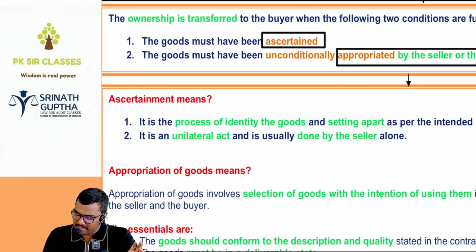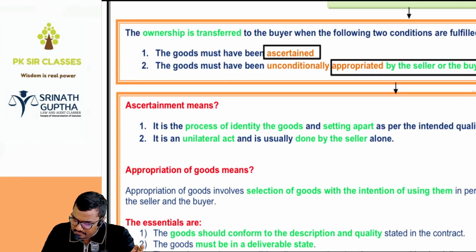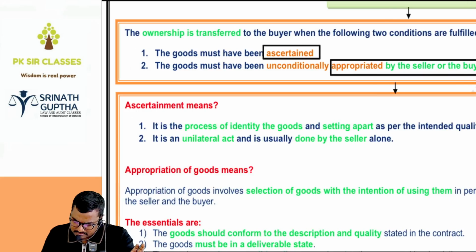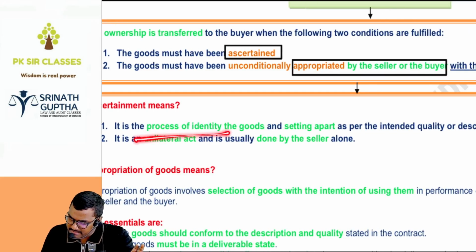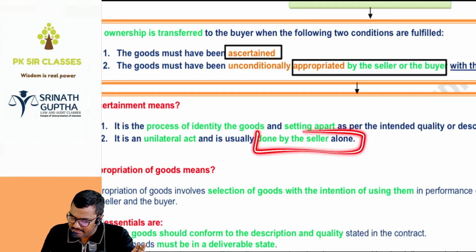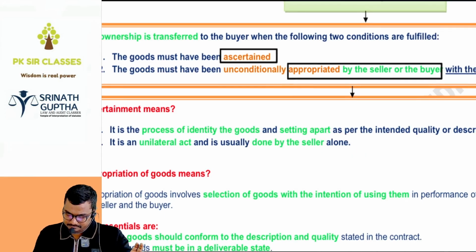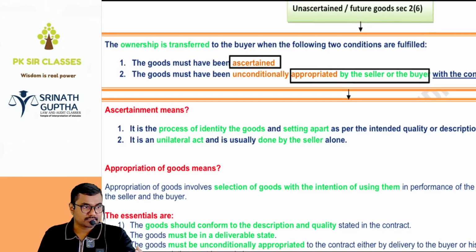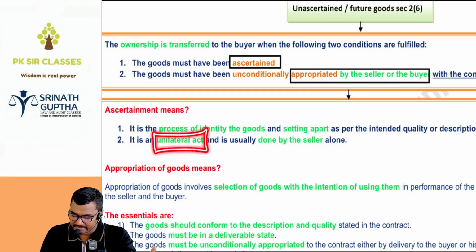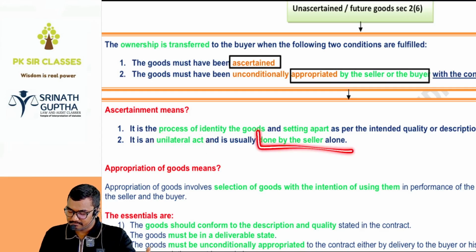What is the meaning of ascertainment? Ascertainment is the process of identifying the goods and setting apart. It is a unilateral activity generally done by the seller. MCQ in CMA: ascertainment means the process of identifying the goods and keeping the goods aside for the purpose of sale. It is a unilateral activity done by the seller.